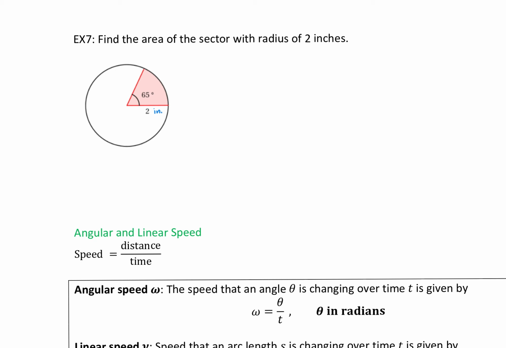Here my angle is 65 degrees, so I'm going to have to take my angle theta first and multiply that by pi over 180 to convert it to radians. So we have 65 pi over 180, which should reduce to 13 pi over 18.